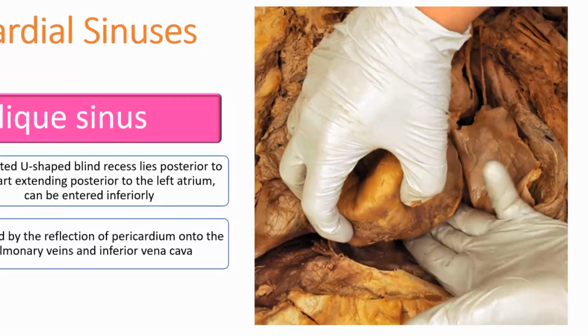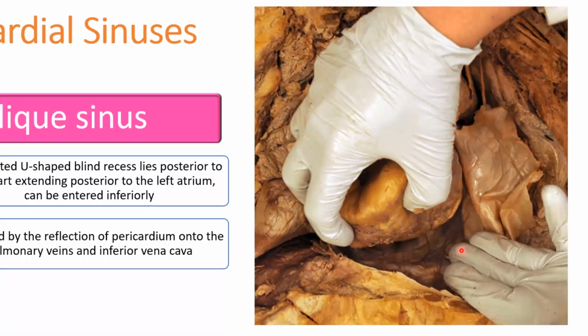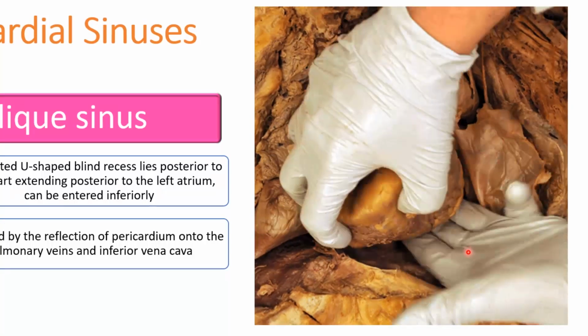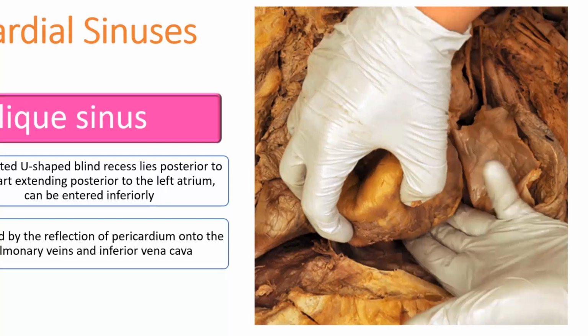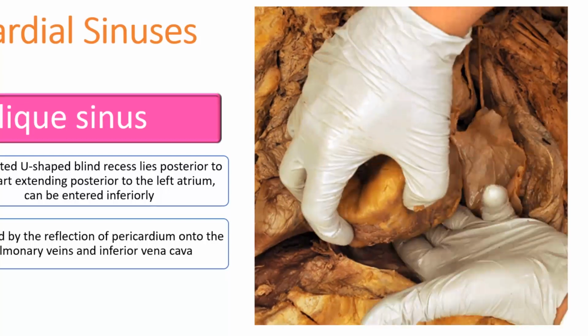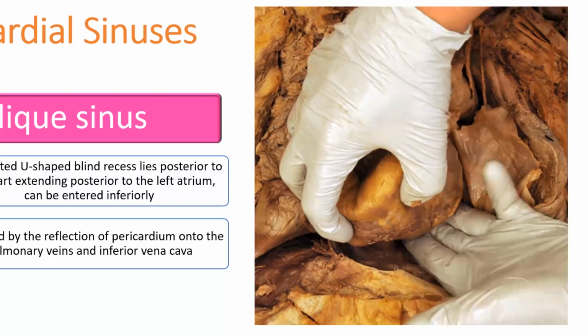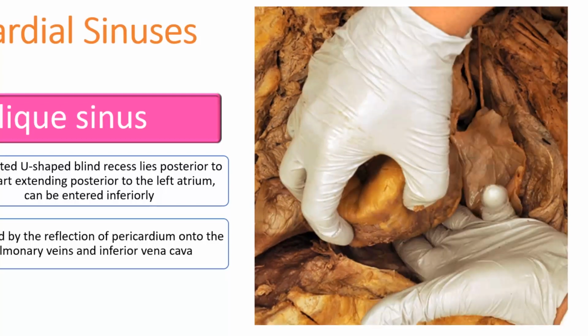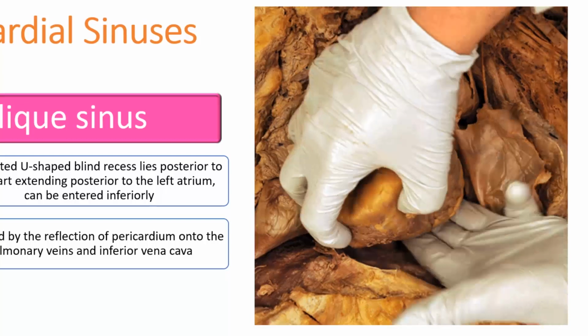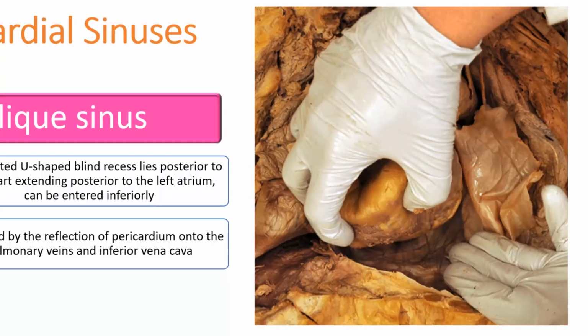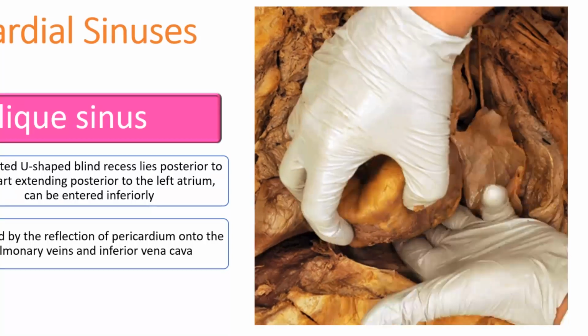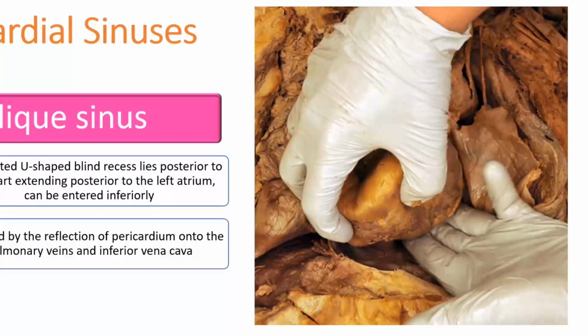So this is an examiner's hand passing the three fingers into the oblique sinus, and this entrance is via the inferior part of the heart. Now this is produced by the reflection of the pericardium onto the pulmonary veins and inferior vena cava, which are the posterior relations of the pericardium.